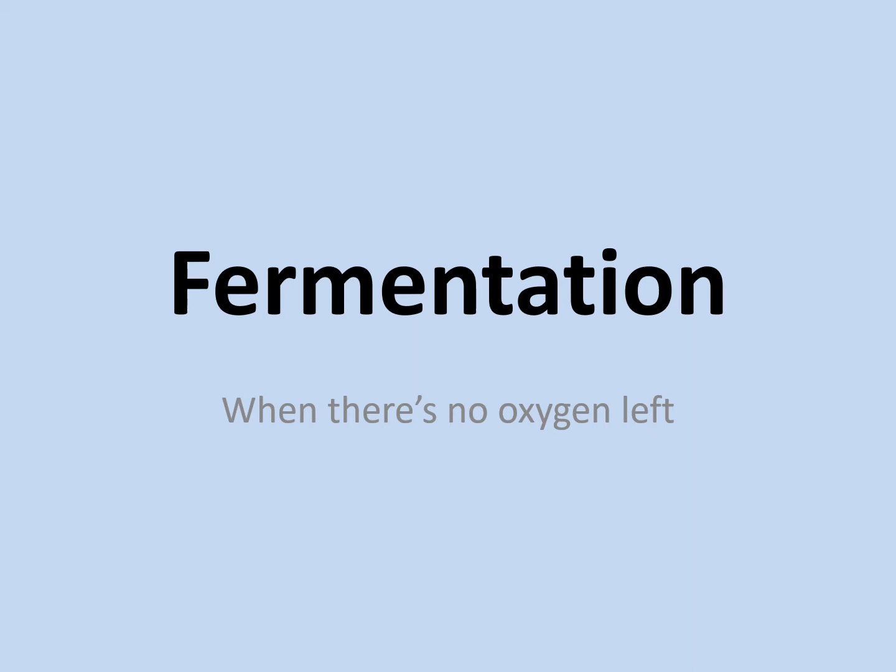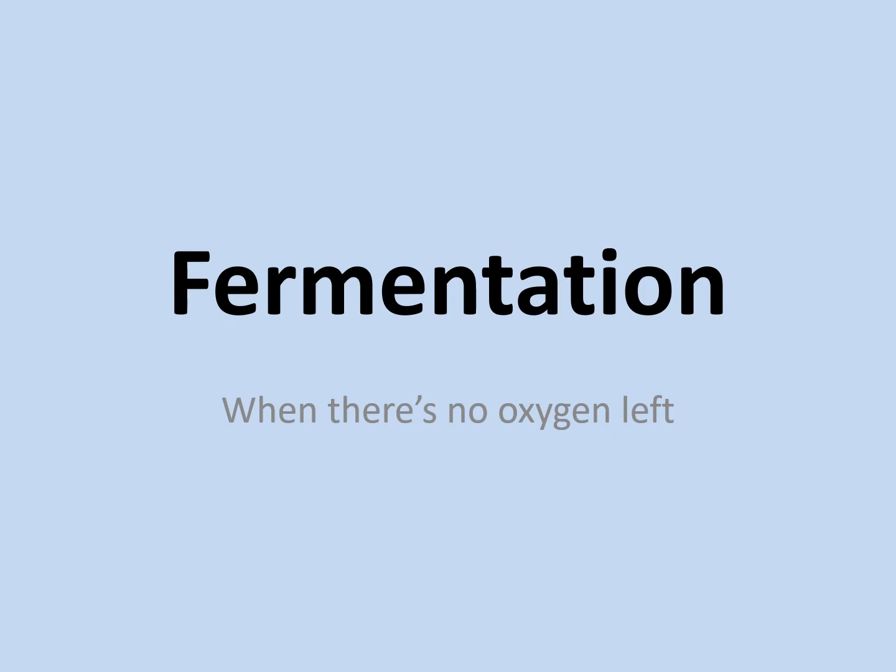So what happens when there's no oxygen left? As living organisms, our cells need a chemical called ATP. ATP is the gasoline that our cells use to run. And that's why we have photosynthesis. Autotrophs do photosynthesis in order to make sugar.